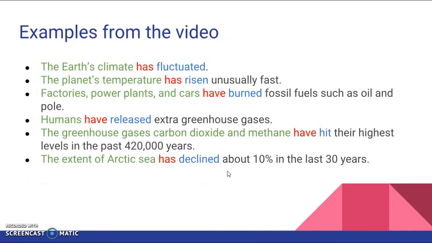Examples from the video. The Earth's climate has fluctuated. The planet's temperature has risen unusually fast. Factories, power plants, and cars have burned fossil fuels such as oil and coal. Humans have released extra greenhouse gases. The greenhouse gases carbon dioxide and methane have hit their highest levels in the past 420,000 years. The extent of Arctic sea ice has declined about 10% in the last 30 years.